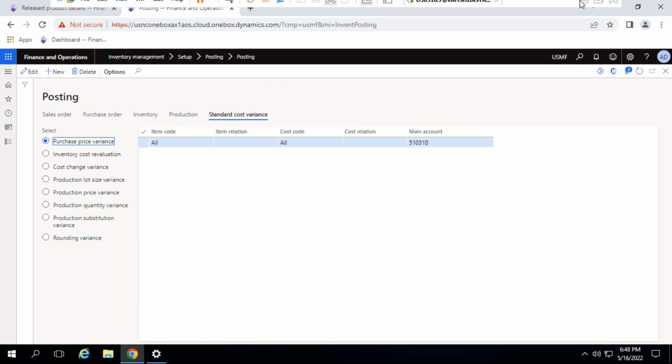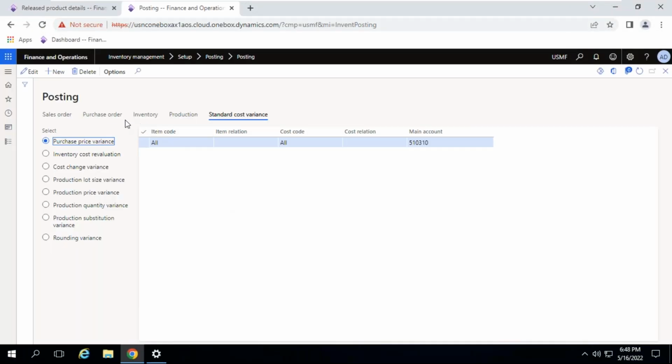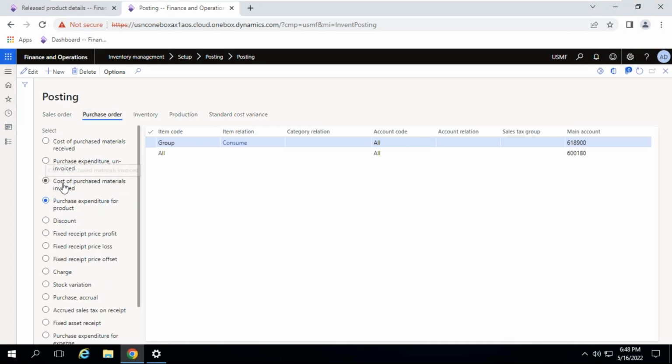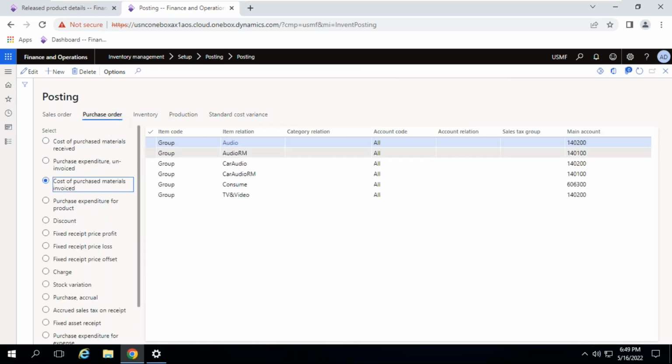So 102, whatever it is, will be posted to the inventory account. This is cost of purchase material invoiced account debit, vendor account credit. This will be posted at 102, and the variance of 10, 12, 13 will be posted to this account, and then 115, whatever it is, will be posted to the vendor. Understood?